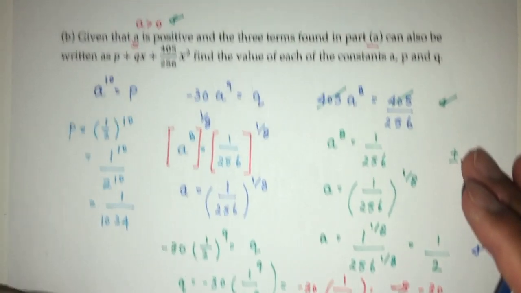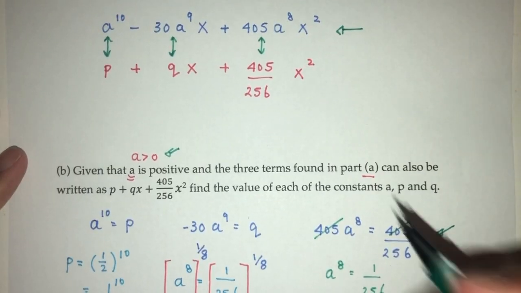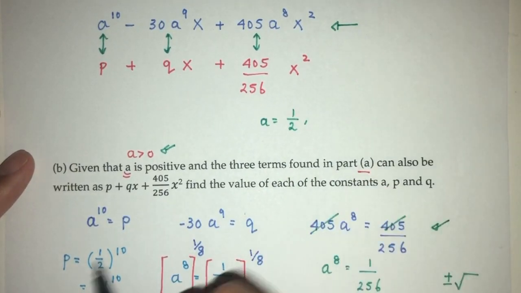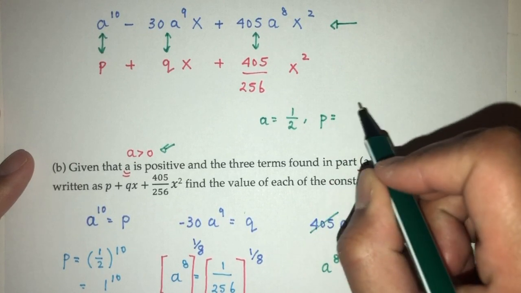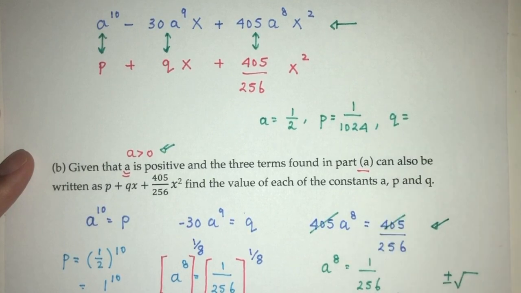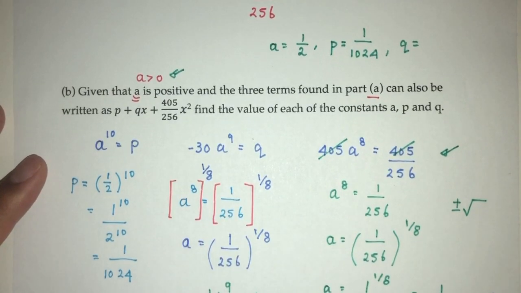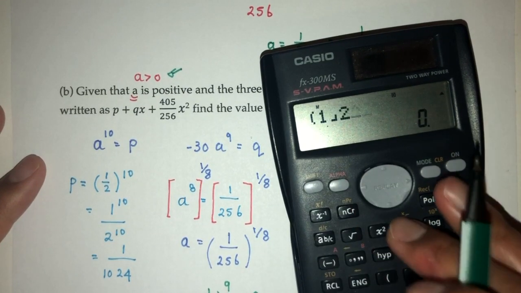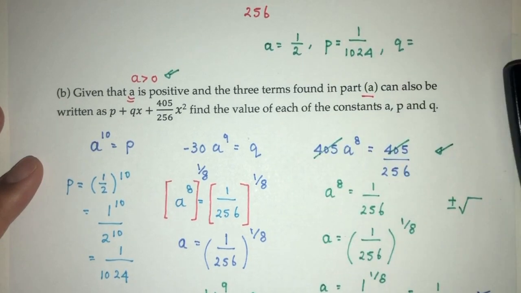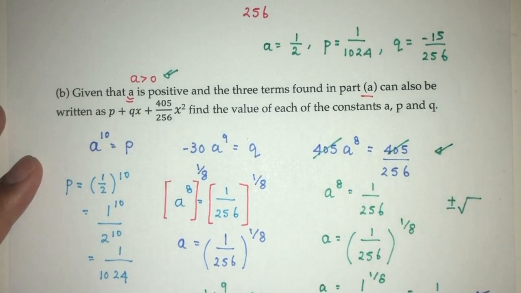As you can see, this will be my answer for question part B. Let me write this down. We conclude that by doing this calculation, the value of A was found to be half. The value of P was found to be 1 over 1024. And finally, Q was found to be, so basically you replace here minus 30 A power 9. A power 9 times minus 30 will give you this value, minus 15 over 256 for your value of Q.